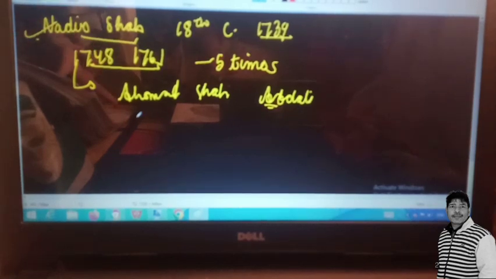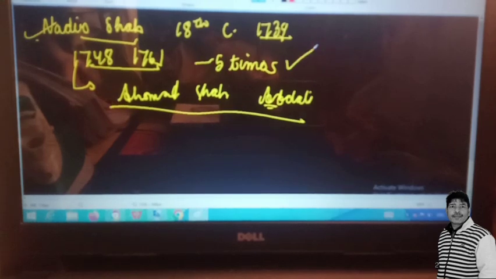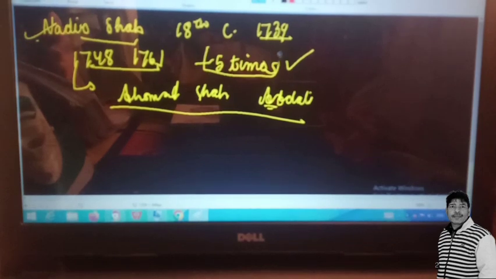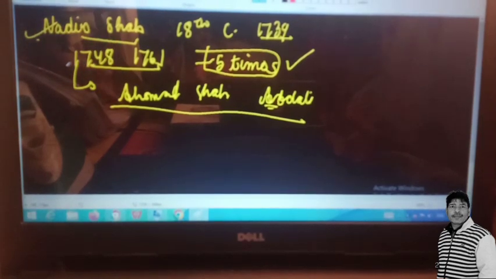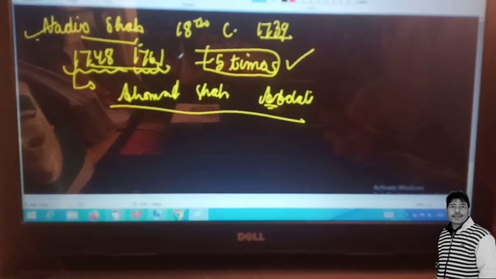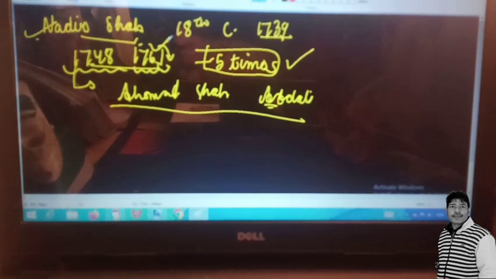Another most important point is that Ahmad Shah Abdali raided North India about 5 times during the period of 1748 to 1761, till the Battle of Panipat. So this was the whole chapter. It is over now.